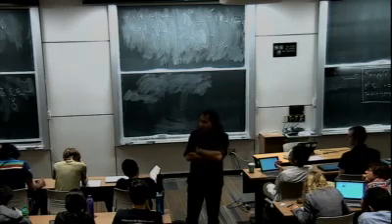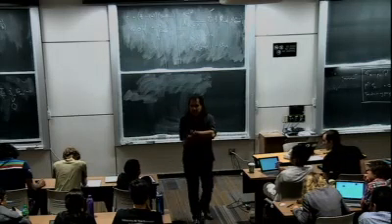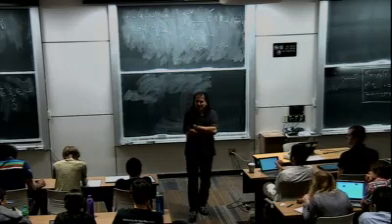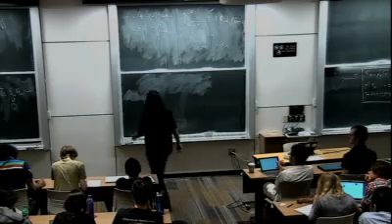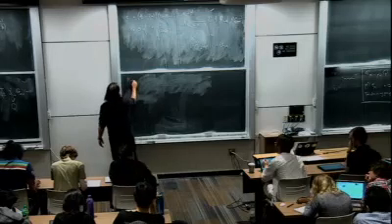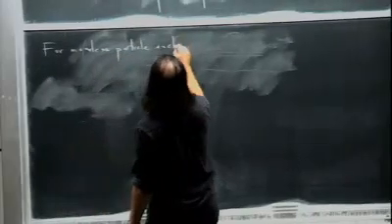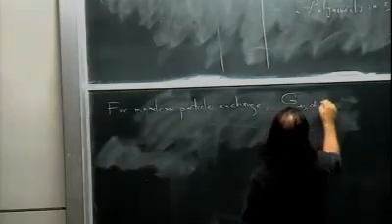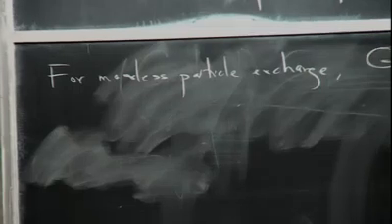The little group is one lower dimensional. For massive particles, the little group is SO(D). For massless particles, it's SO(D minus 1). That's the only difference. So it's exactly the same, except that for massless particle exchange, we just replace G_S of D with G_S of D minus 1. That's it.